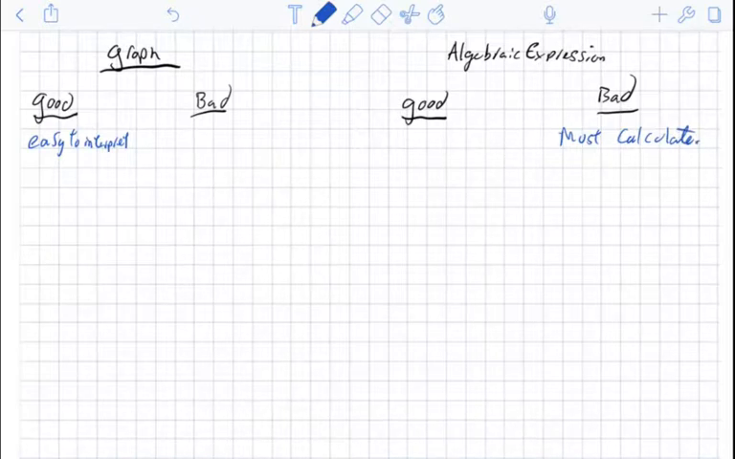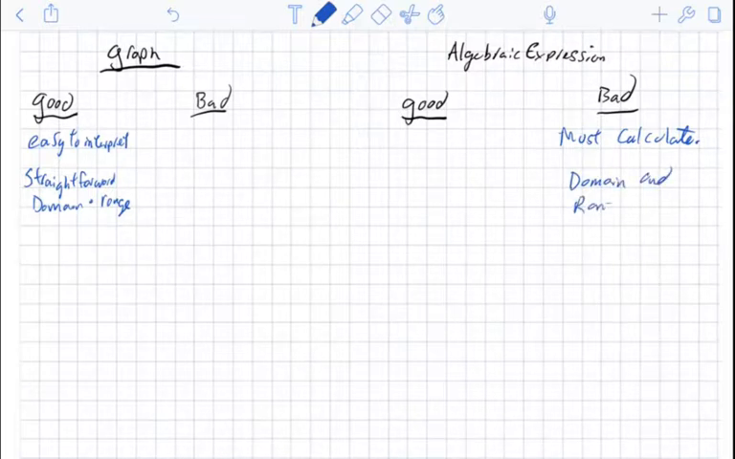Another good thing about a graph is that it's straightforward to see. Domain and range. With algebraic expressions, the domain and range are tricky.